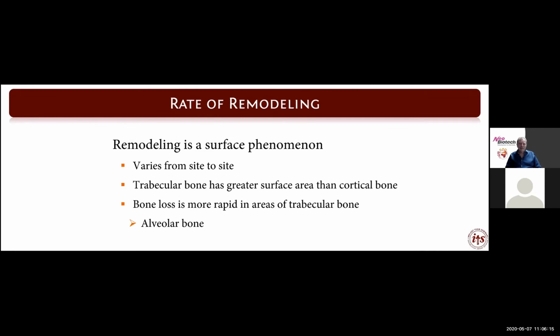The rate of remodeling of this bone loss is not uniform from site to site. Since remodeling is a surface phenomenon, and since trabecular bone has a much greater surface area than cortical bone, the metabolic rate, or rate of remodeling, is more than 6 times greater in trabecular bone than what we see in cortical bone.